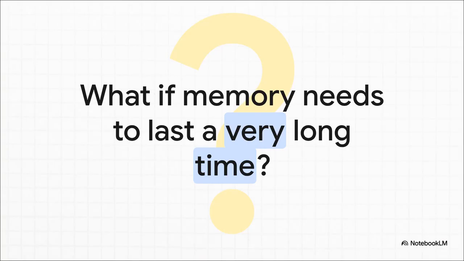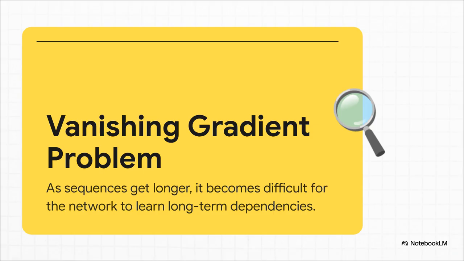Let me just put the question to you. Think about reading a really long paragraph. To understand that last sentence, you might need to remember some tiny detail from the very first sentence, right? So what happens when that memory needs to stretch across dozens or even hundreds of words? Well, this leads to something called the vanishing gradient problem.